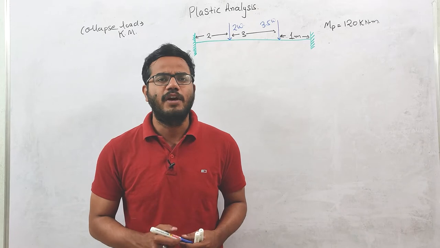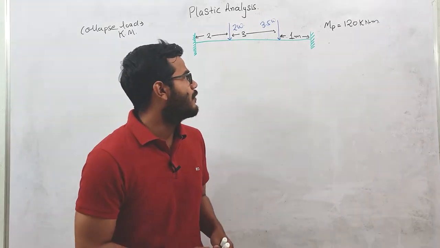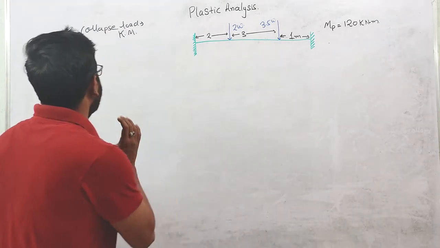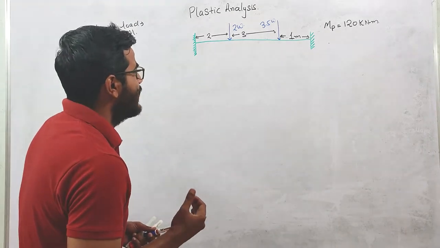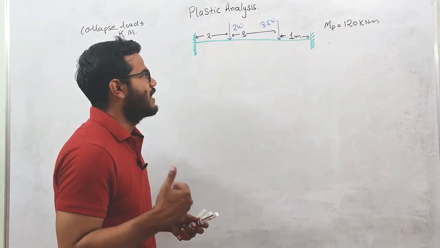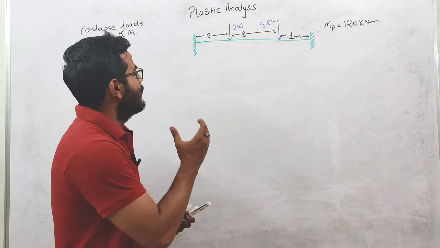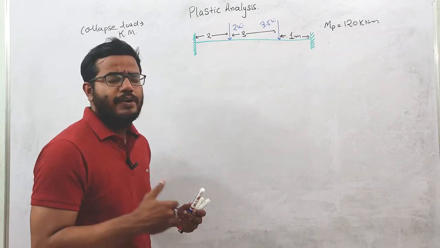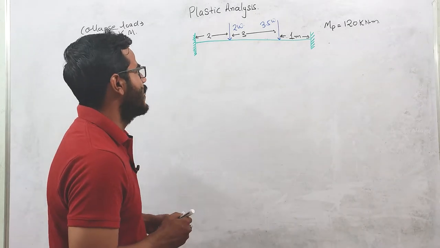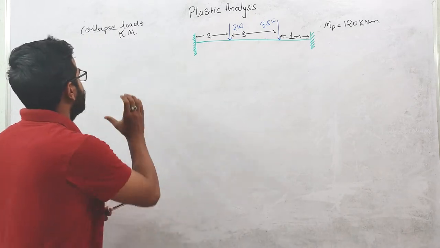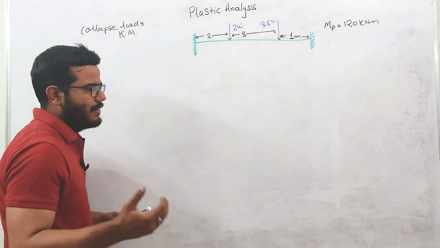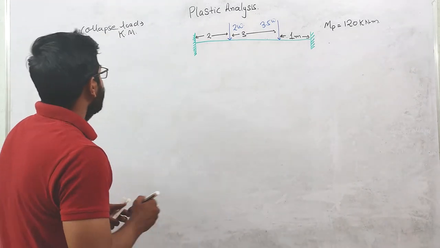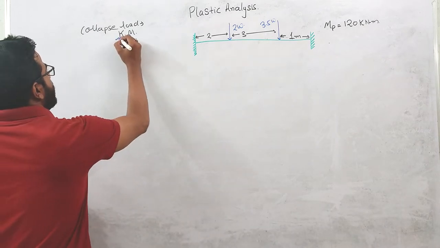In this lecture, we are going to calculate the collapse load for this beam using the kinematic method. We will be learning what the kinematic method is. This type of problem we already solved using the static equilibrium method. The static equilibrium method is a little bit laborious as compared to the kinematic method. So let us first come to what the kinematic method is.